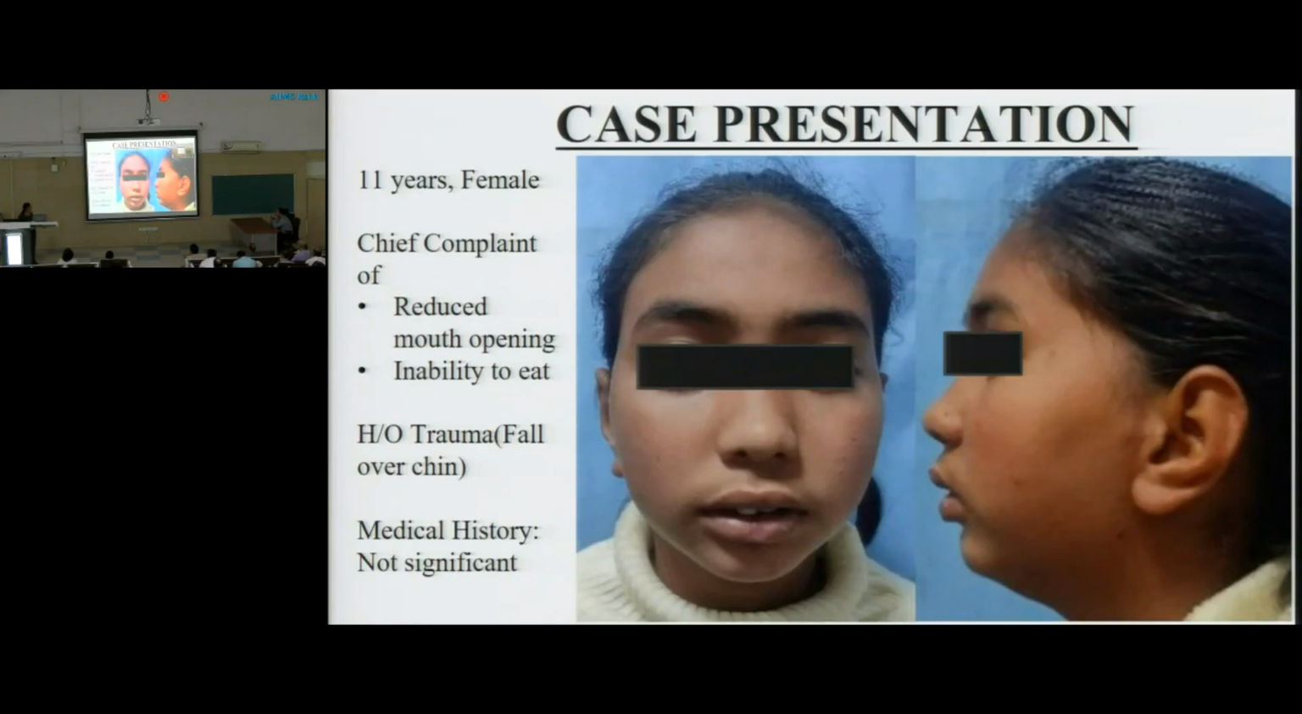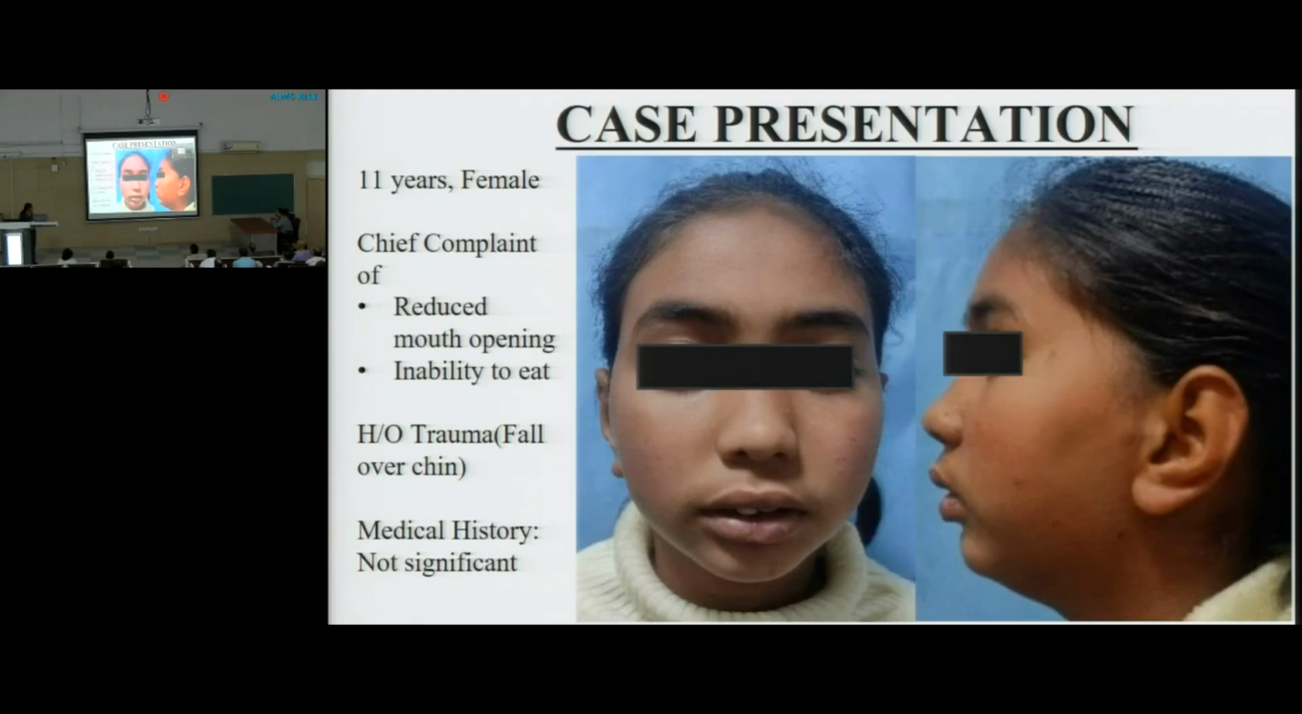An 11-year-old female reported to our OPD with a chief complaint of reduced mouth opening and inability to eat since the past 7 years. She gave a history of trauma, a fall from height onto the chin when she was 4 years old, and she did not report any significant medical history, neither did her parents, and she was in her prepubertal phase. This has to be considered, because if the child is in the prepubertal phase, the growth can also occur fast.